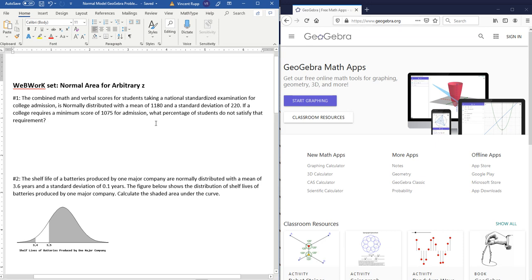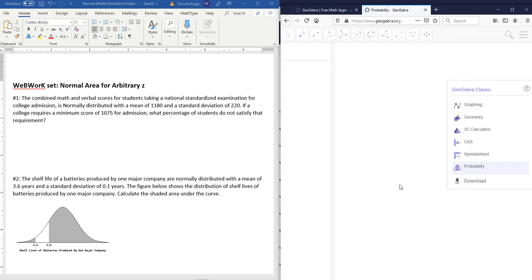So you need to go to GeoGebra to do the calculation. Any calculation with a normal model, you just can't do it on paper or anything like that. So over here in this window, I've gone to geogebra.org. I think it's a combination of geology and zebras, but I could be off on that. But if you go there, then just click on probability.